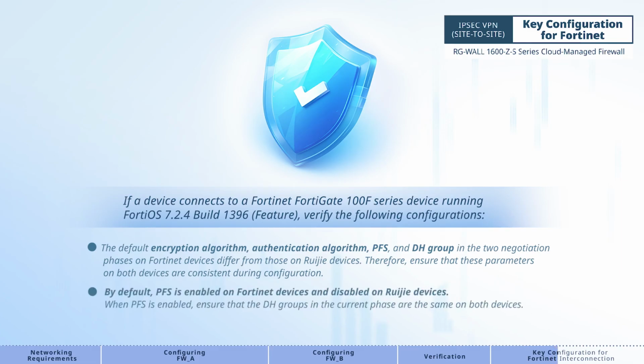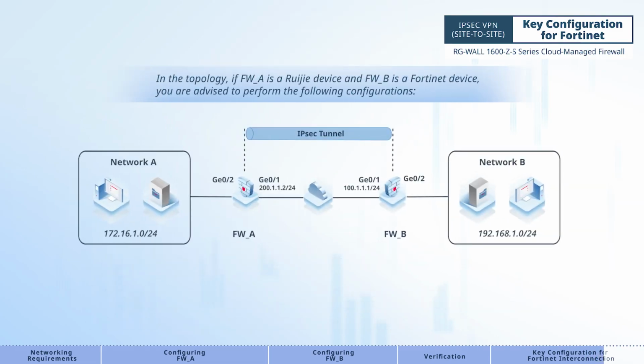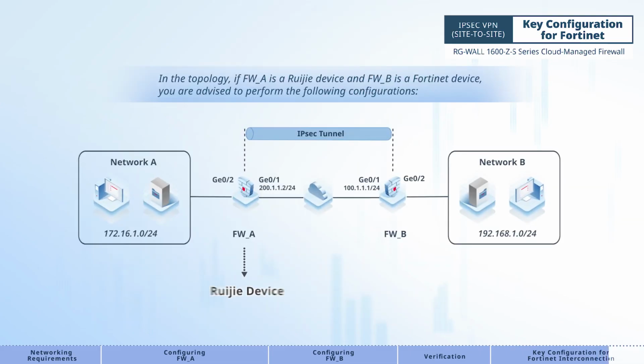By default, PFS is enabled on Fortinet devices and disabled on Ruijie devices. When PFS is enabled, ensure that the DH groups in the current phase are the same on both devices. Ensure that the pre-shared keys of the two devices are the same. In the topology, if Firewall A is a Ruijie device and Firewall B is a Fortinet device, you are advised to perform the following configurations.